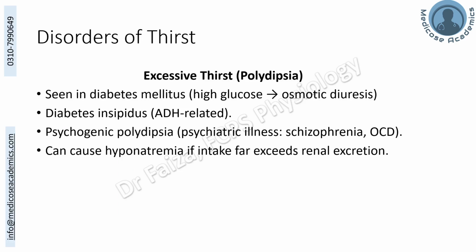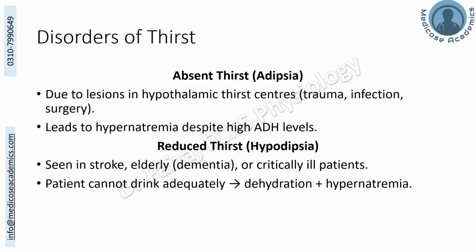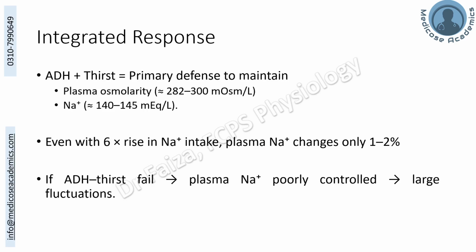Disorders of thirst: there can be polydipsia, excessive thirst, for example, seen in diabetes mellitus when there is osmotic diuresis and high plasma osmolarity. Diabetes insipidus is ADH related. Psychogenic polydipsia is a psychiatric illness, and this can cause hyponatremia if intake exceeds the renal correction. Absent thirst, adipsia, may occur in lesions of the hypothalamic thirst centers. Reduced thirst, hypodipsia, is seen in stroke patients, elderly or ill patients.